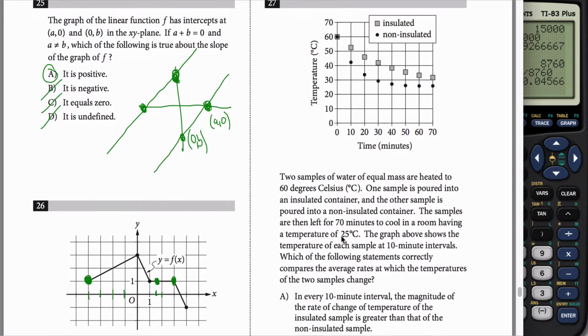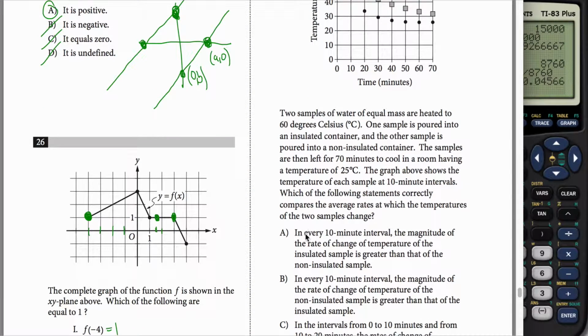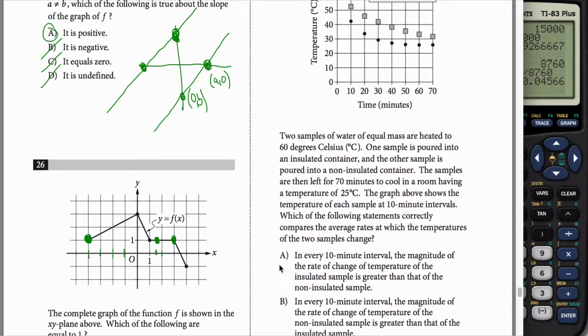So, okay, you read through the problem, and it says exactly what I just said. You have two samples that both start at 60 degrees in a room that's 25 degrees. And the graph shows the temperatures of those samples in 10-minute intervals. And what you're asked about is the rate of change. So what this first one says is that in every 10-minute interval, the magnitude of the rate of change of temperature of the insulated sample is greater than that of the non-insulated sample. That's false. This is saying that insulated always changes quicker than non-insulated.